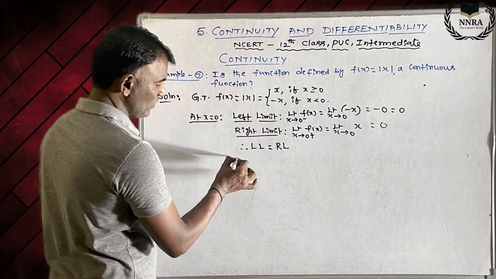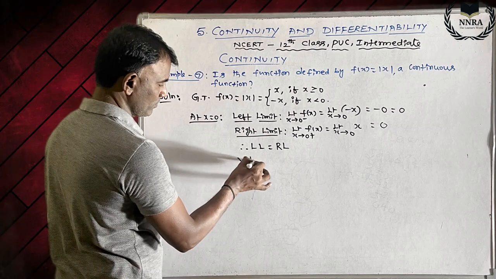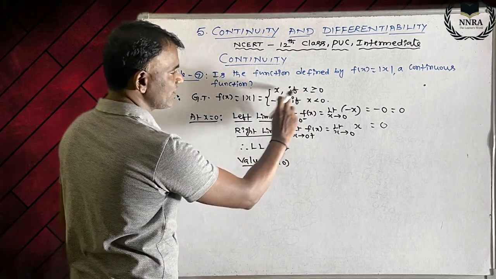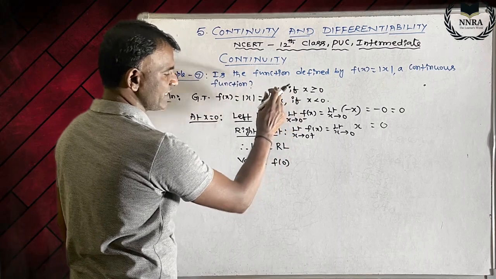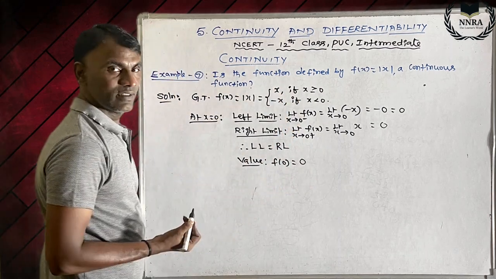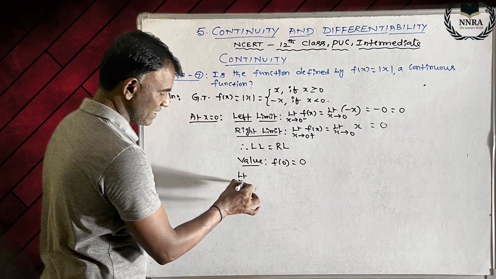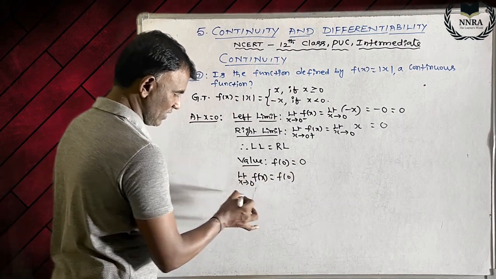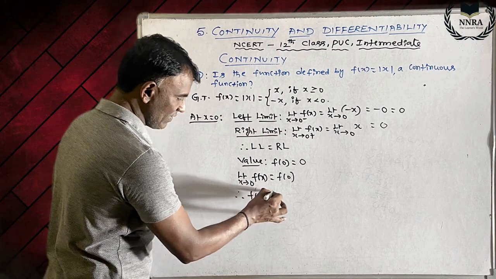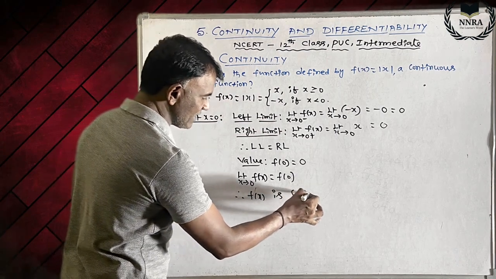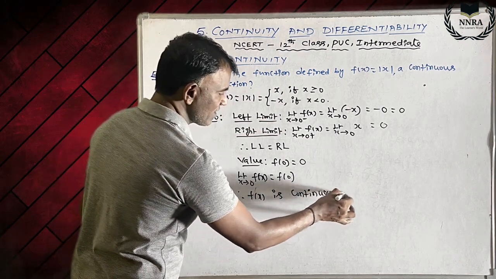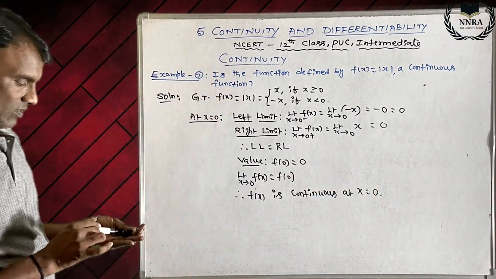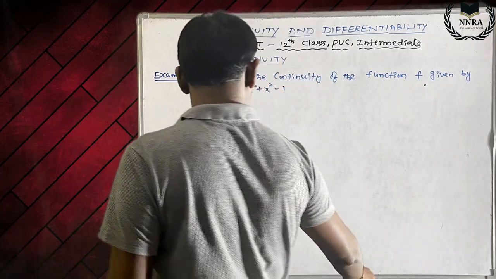Okay. So now we find the value. Value means f of 0. For f of 0, x equal to 0 is here, substitute 0 in this place. Then we get 0. So what is the meaning of this? Limit as x tends to 0 of f of x equals f of 0. Therefore, f of x is continuous at x equal to 0. That is the answer.